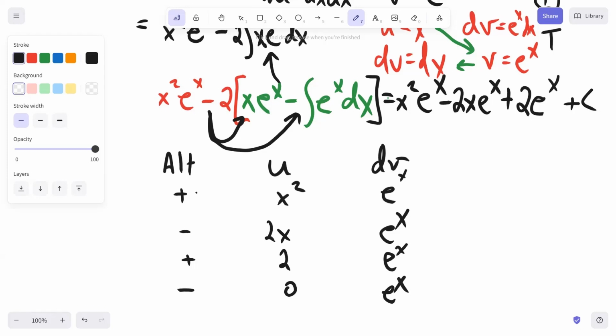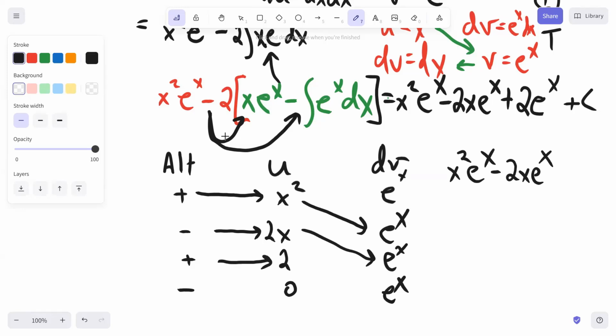And then you start and go, it's going to be plus x squared e to the x. And then you move down, you do the same thing, minus 2x e to the x, and then plus 2 e to the x. And then you don't forget your plus c on at the end. And notice we got the same answers here in both cases. Now this last row, you don't have to do anything there.